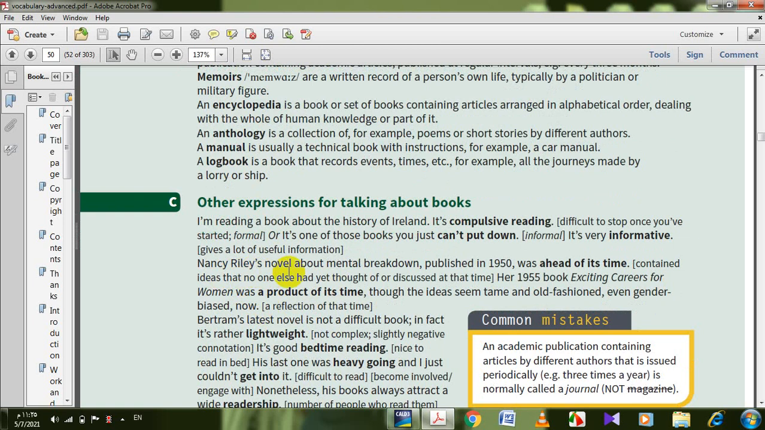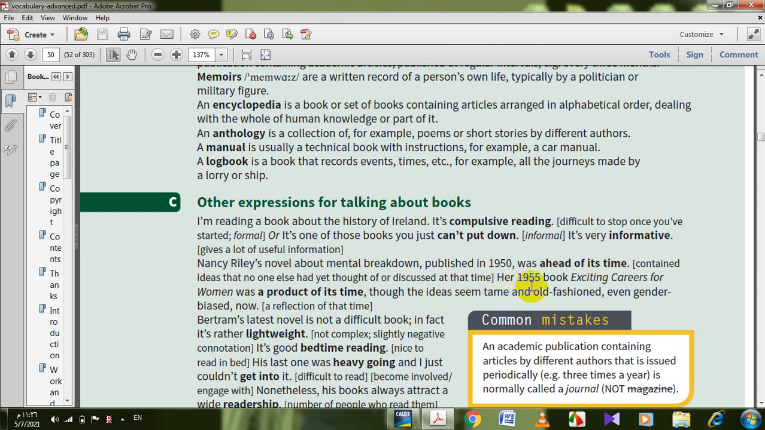Nancy Reilly's novel about mental breakdown, published in 1950, was ahead of its time. It means it contained ideas that no one else had yet thought of or discussed at that time. Okay? I think it's clear. Here, again, ahead of its time, contained ideas that no one else had yet thought of or discussed at that time.